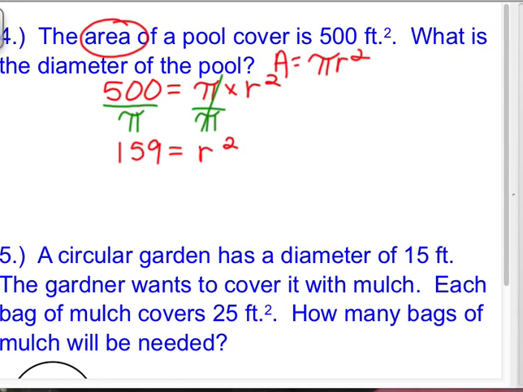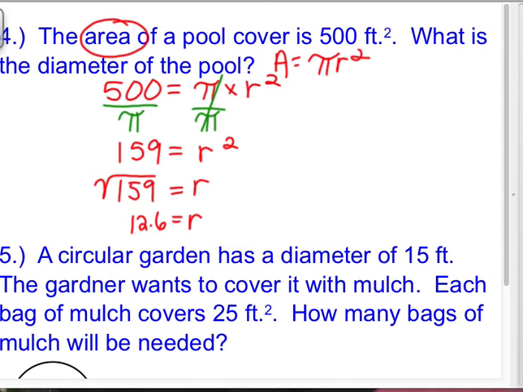Now, we just spent a whole lot of days and weeks working with the Pythagorean theorem. And you should be able to tell me if r squared equals 159, how do I figure out what r is? You take the square root of 159, which is 12.6. That's what the radius is. Great, I know the radius. I am supposed to be figuring out what the diameter is.